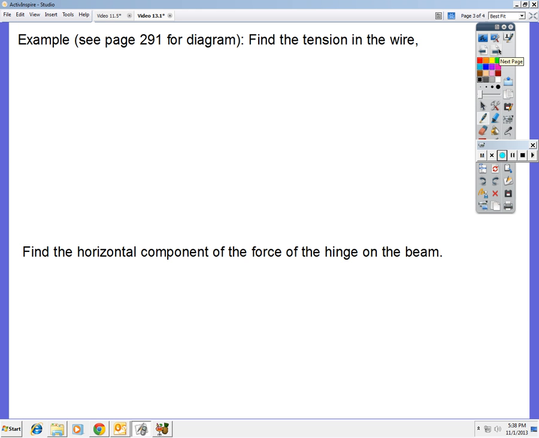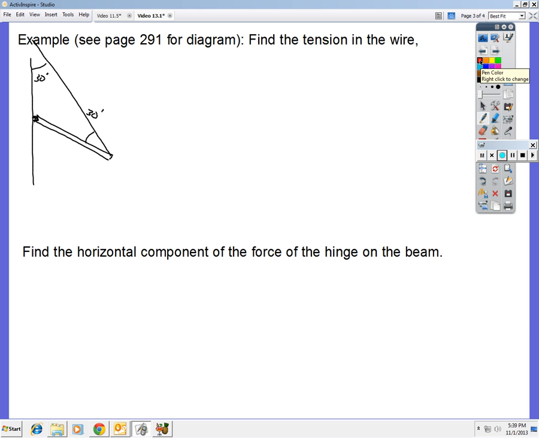And this is problem 23 from chapter 13. There's a diagram on page 291. I'll copy it. Here we have a wall with a pivot and a wire. And this angle is 30 degrees, and that angle is also 30 degrees. And the weight of the beam, whatever it is, is 222 newtons. So what we want to do is find the tension in the wire, then we'll find the horizontal and vertical components of the force from the pivot.